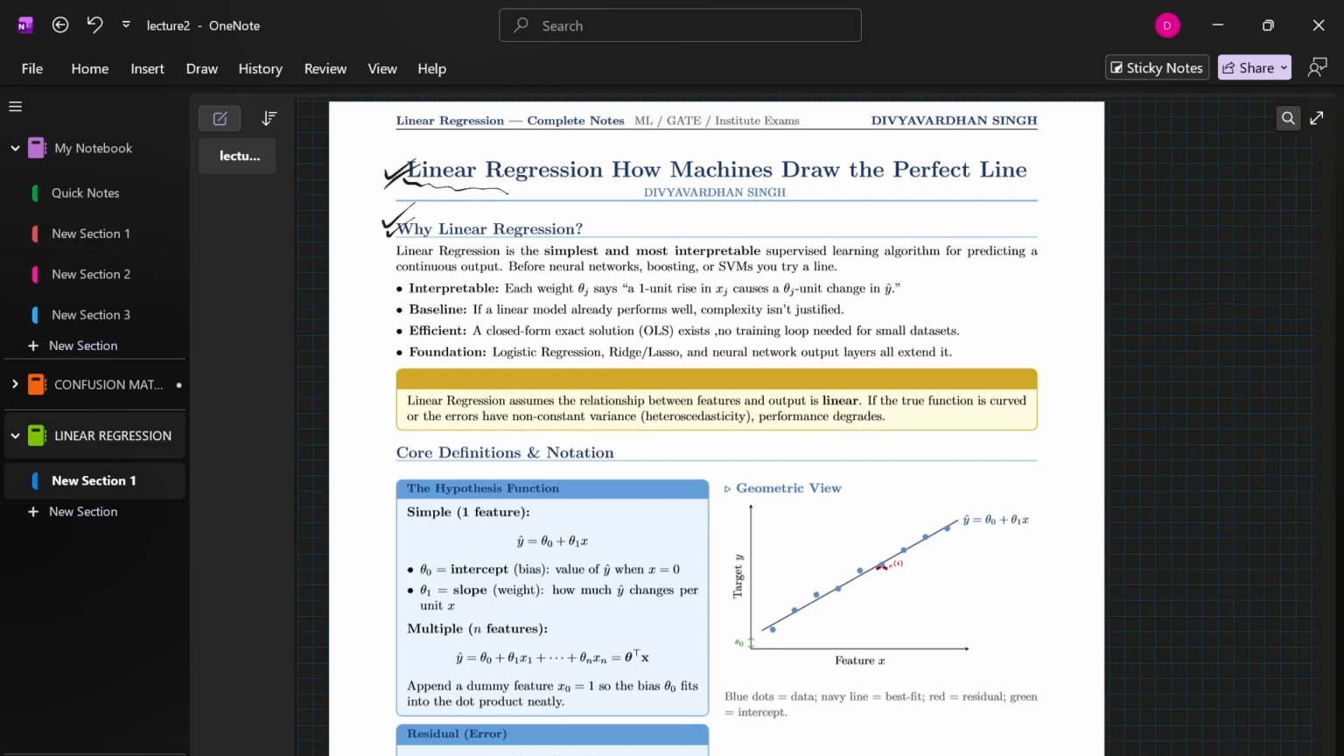Okay, so now let's start with section 1, why linear regression. Before we touch any mathematics, let's answer the obvious question. Why do we even care about linear regression when we have deep learning with us? Here are some of the things.